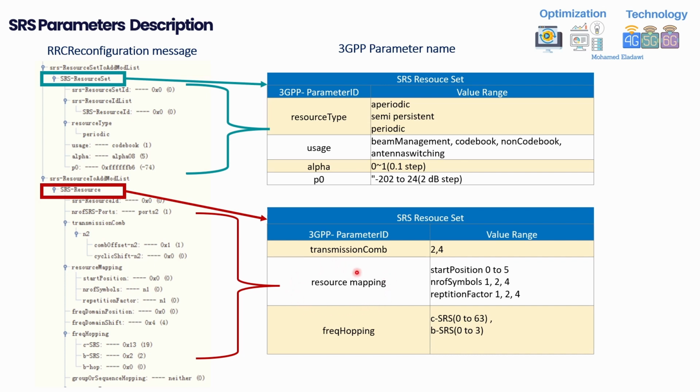Then we go through the resource mapping. For example, what is the start position, the start frequency? How many symbols? How many symbols are used by this individual UE? For example, 1, 2, 4, and so on. Then there's something called repetition factor. Then the last part is about the frequency hopping.